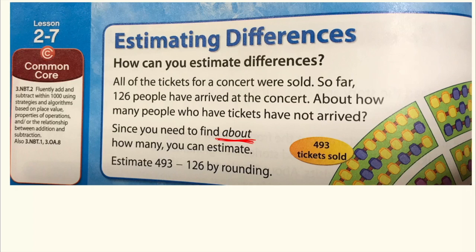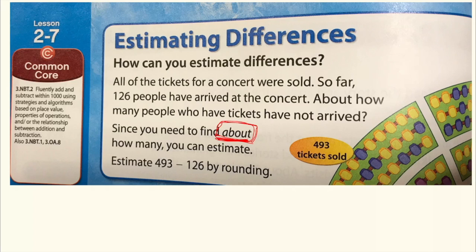Remember, we have talked about the word about. That word is very important. Whenever you're doing a word problem or a story problem in math, whether it be on an assignment or on a test or on a MAP test or the Kansas assessments, if you see the word about, then the answer is going to be an estimate. And you will need to either round or use compatible numbers to get the answer.